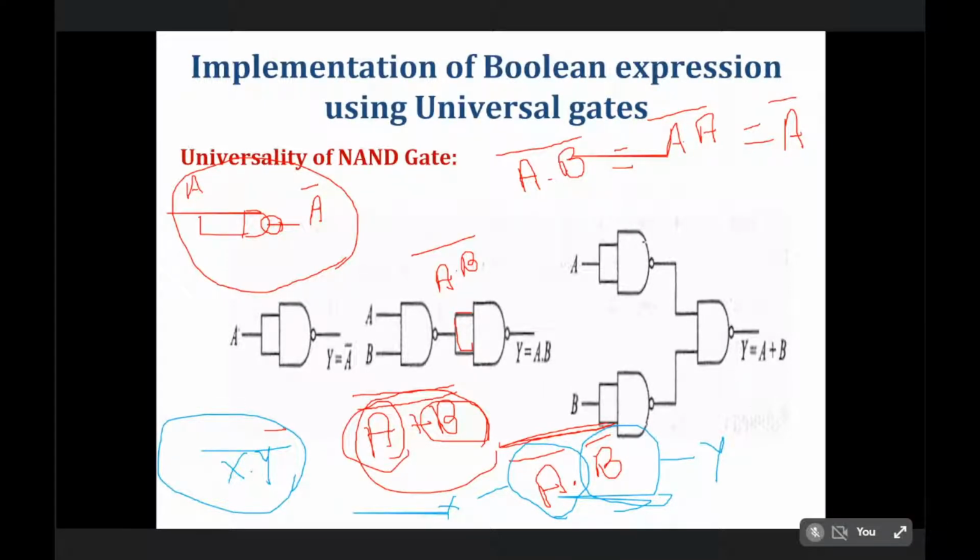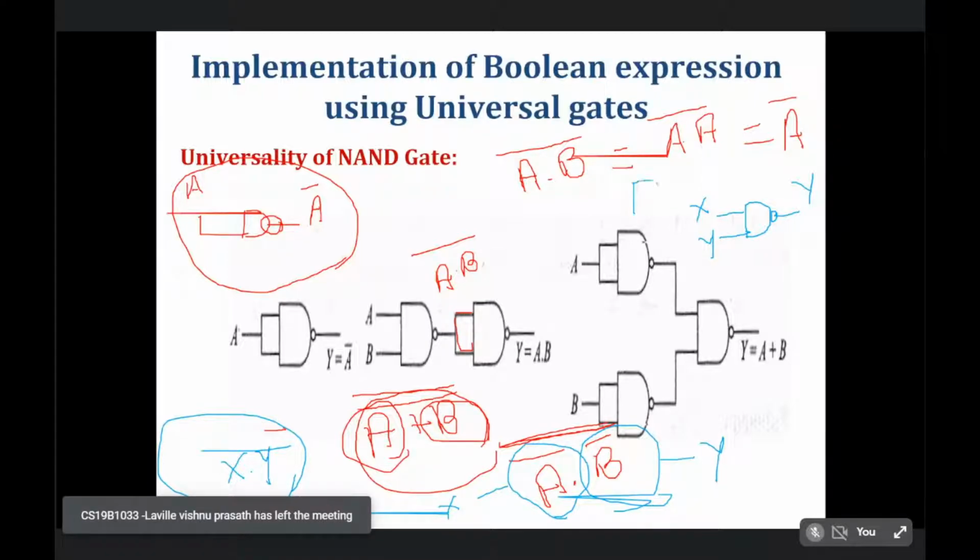So for this, the final implementation will be like this. This is the function Y, or the AND operation is X and Y. Now, what are these X and Y? We have assumed that X is equal to A bar and Y is equal to B bar. So, how can we implement X equal to A bar and Y equal to B bar? Just short the inputs of the NAND gate.